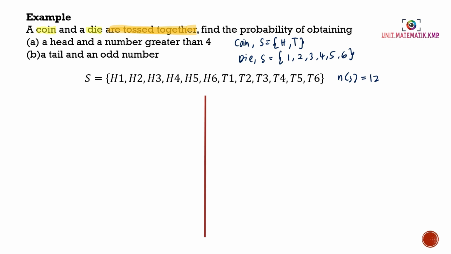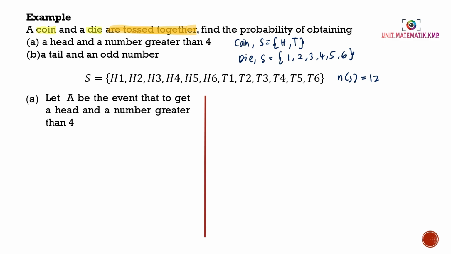Okay, for the first one, let A be the event that we get a head and a number greater than 4. Okay, which outcomes are included for this event? Okay, a head and number greater than 4, that means 5 and 6. From this outcome, we can write down the number of outcomes. So, n(A) is 2. So, the probability of A is 2 over 12, and we will get 1 over 6 after simplifying.